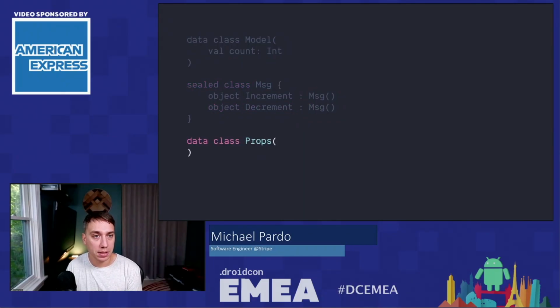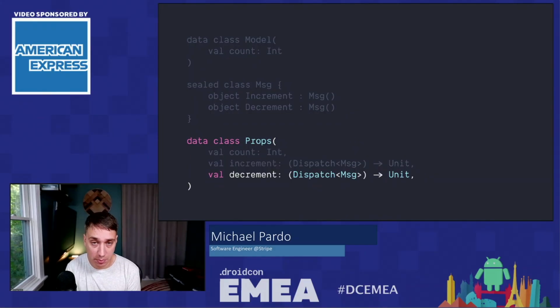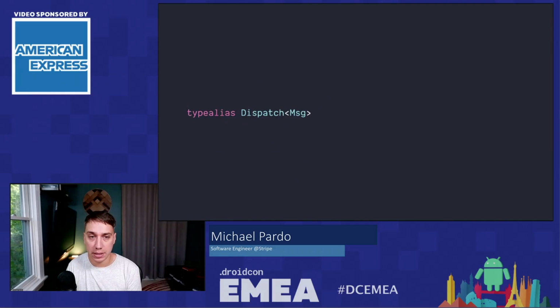Lastly, we have the props, and this is what we pass to the platform to be rendered. In our UI, we want to show the count. We want to provide a function to be called when the increment button is clicked. And we want to provide a function to be called when the decrement button is clicked. Now, these functions are passed an instance of dispatch, which allows us to send a message. And dispatch is simply a type alias for a function which receives a message and returns unit. When this function is called, the runtime will send the message to the update function.